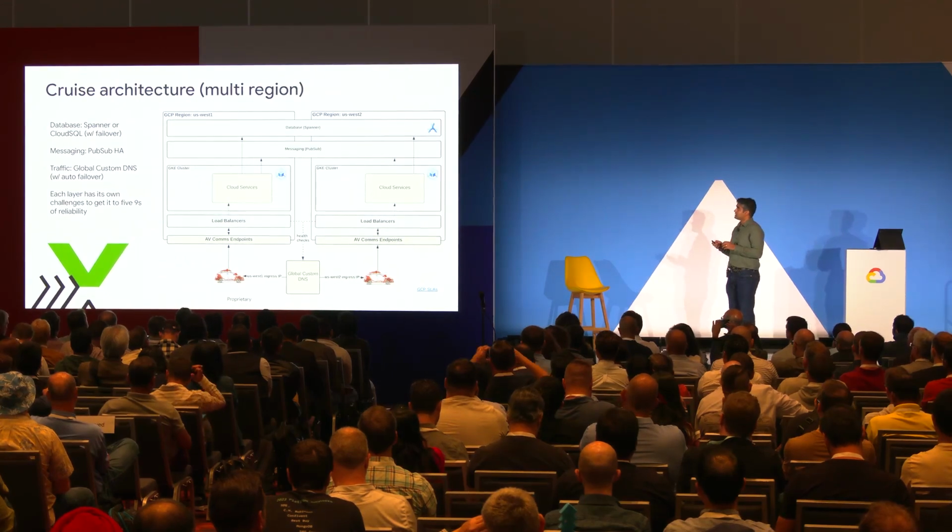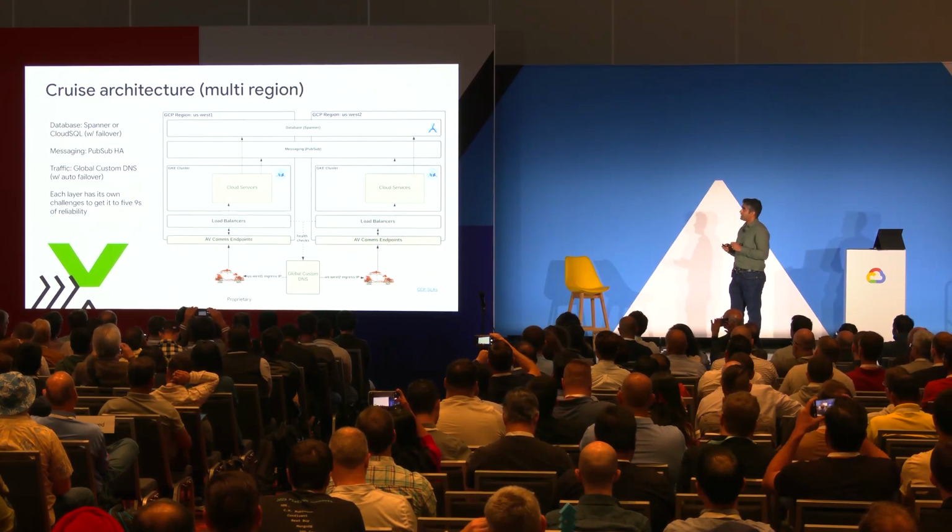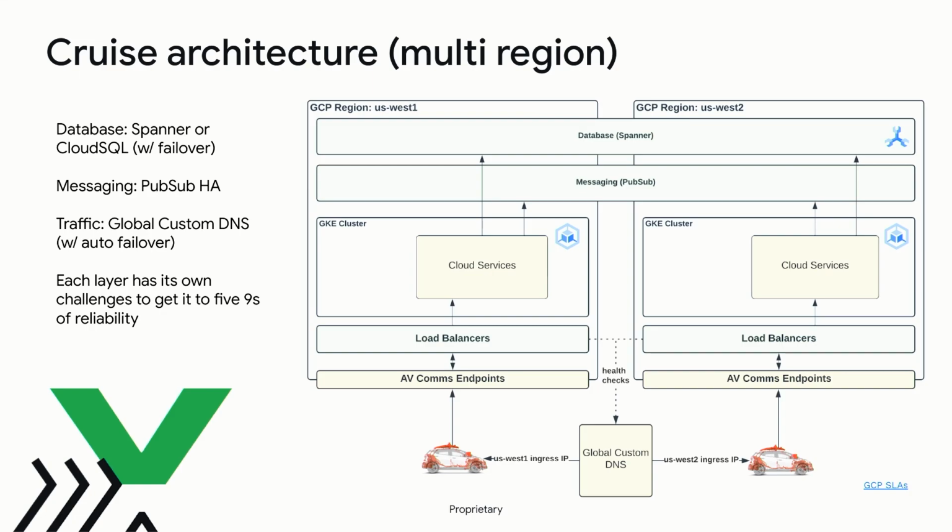Okay, I want to focus in on the layers that we have as part of our architecture, and we'll dive into a couple of these layers a little later. If you look at each of these layers, each of them has to have 5 nines reliability. The cool thing is the Spanner database layer is a multi-regional GCP service that gives us that out of the box, so that's not a problem we had to solve. The next layer down is PubSub, which is a regional service, so we had to architect reliability with that. And then we have the GKE clusters, which again are regional, and the load balancers, which are regional.